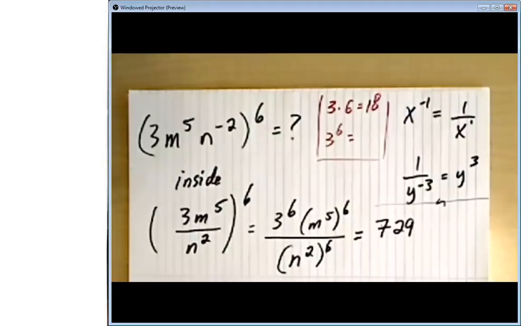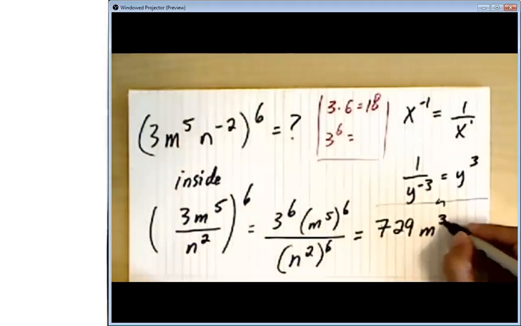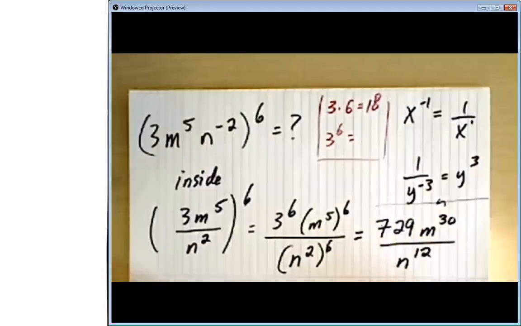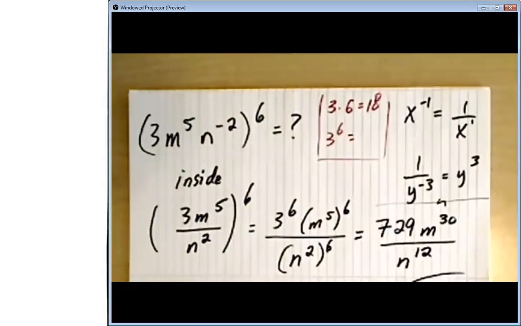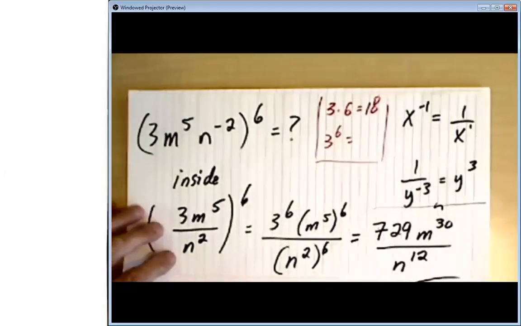And m will be 30, m to the 30 there. And on the bottom, n will be 12. Just like that. Okay, any questions about this one? No? Okay, so that's pretty much what you can expect for the quiz.